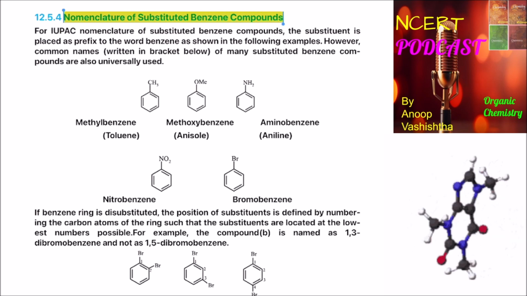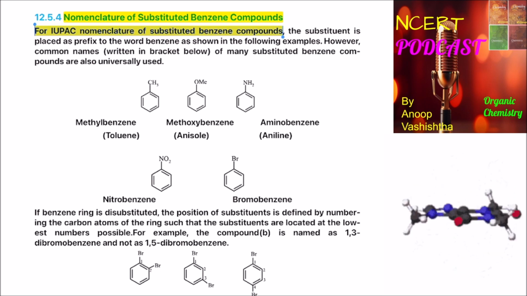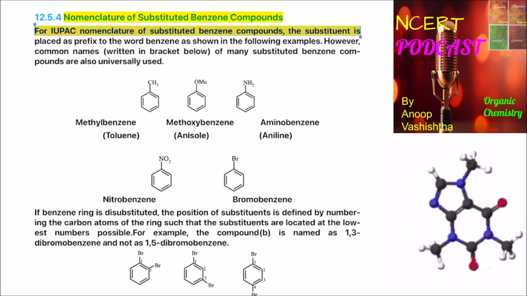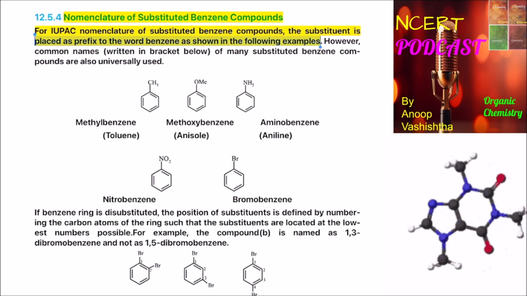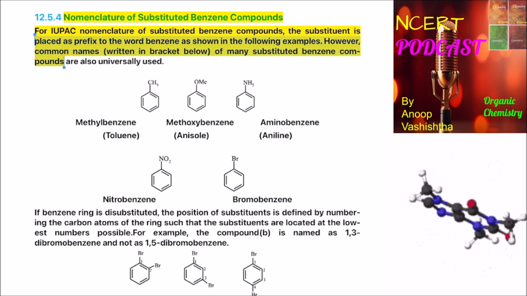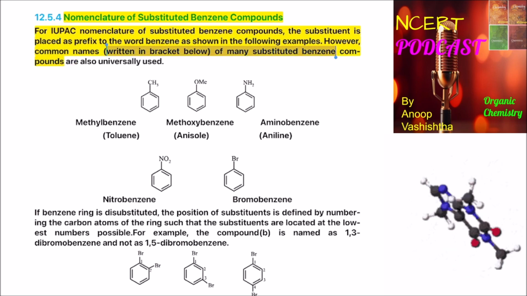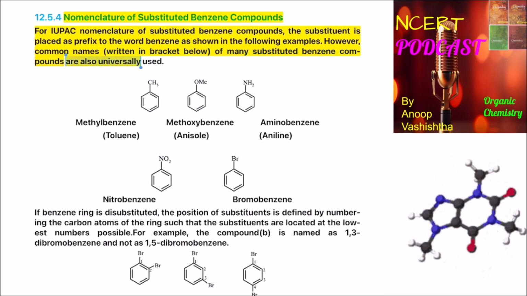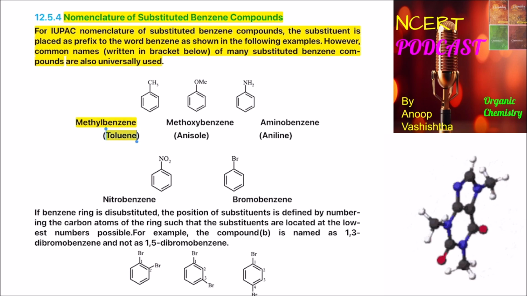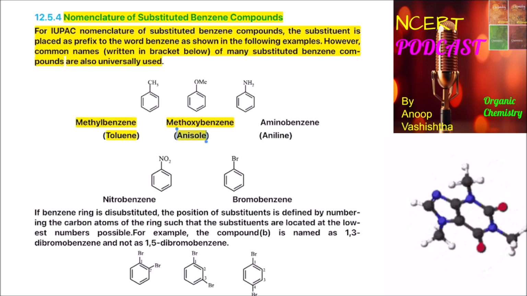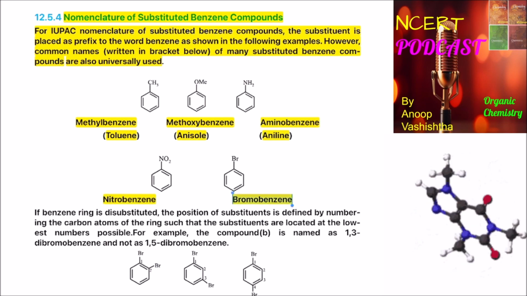Nomenclature of substituted benzene compounds. For IUPAC nomenclature of substituted benzene compounds, the substituent is placed as a prefix to the word benzene as shown in the following examples. However, common names written in brackets below are also universally used for many substituted benzene compounds. Methylbenzene (toluene). Methoxybenzene (anisole). Aminobenzene (aniline). Nitrobenzene. Bromobenzene.